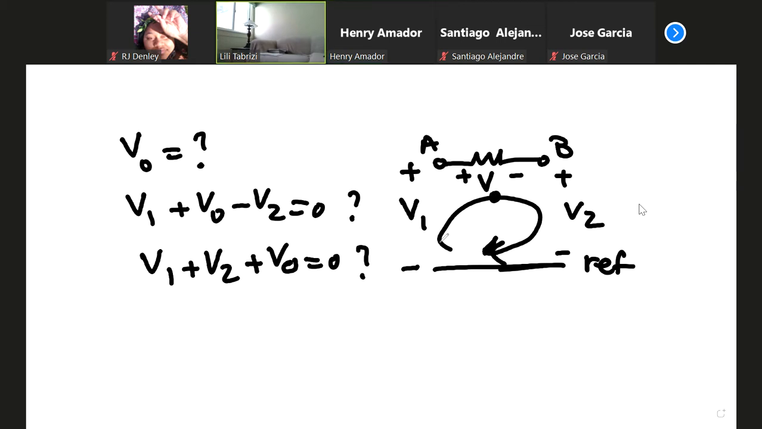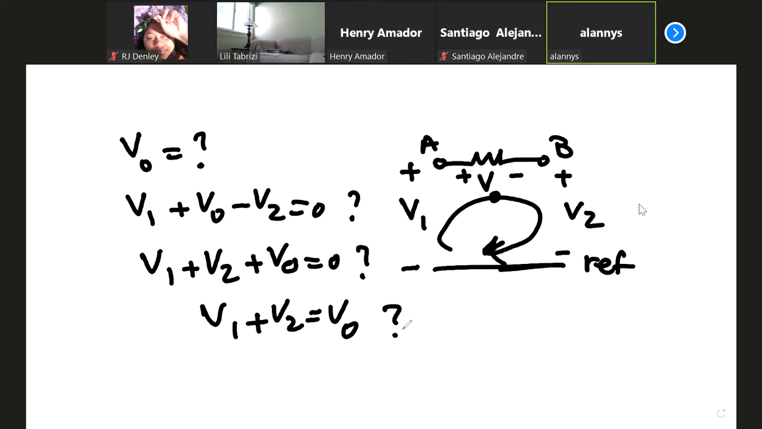Okay, for this loop, what is KVL in your opinion? V1 equals V2. So what happens to V0? V0 is not along your way. Yeah, so V1 plus V2 equals V0. Argandona, what's KVL? Wouldn't it be V1 minus V0 plus V2 equals 0?